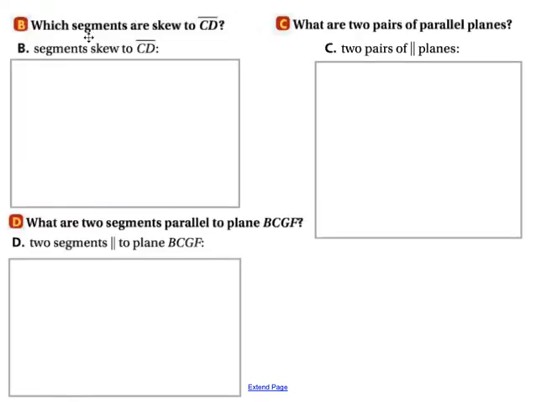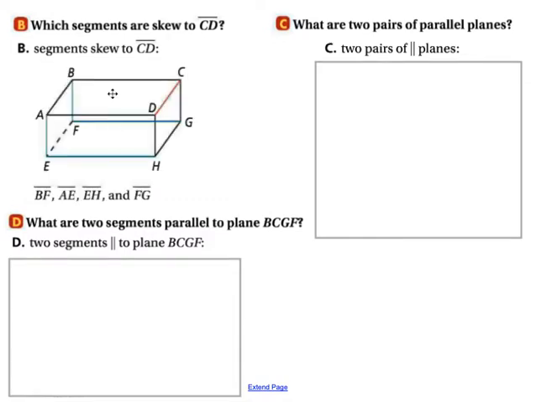For part B, which segments are skew to CD? And I didn't copy that figure over. So the ones that are skew to CD. So here's CD. So an example of segments that might be skew would be FG or BF or EH. Okay, let's see, what else do we have here? FG, I already said that one. Those are all skew. They don't intersect, they're not parallel, and they're not in the same plane.